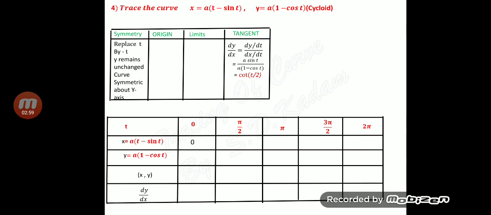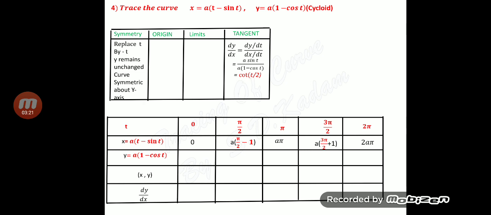Next, at t is equal to 0, x gives the value 0 because sine 0 is 0. When we put pi by 2, we get sine pi by 2 equal to 1, that is a into pi by 2 minus 1. Next, if we put pi, we know that sine pi is 0, therefore it becomes a pi. Similarly, a into 3 pi by 2 plus 1. Next, 2a pi at 2 pi.